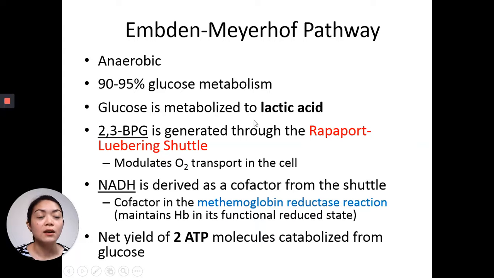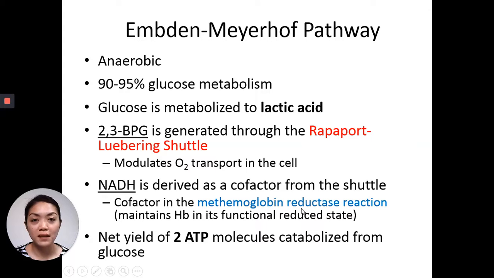In your Embden-Meyerhof pathway, we also have diversion pathways, or component pathways within the pathway itself. We have the Rappaport-Luebering shuttle or shunt. The purpose of this shuttle is to produce 2,3-bisphosphoglycerate. The purpose of 2,3-BPG, we'll discuss when we go to hemoglobin metabolism. It regulates the carrying of oxygen by hemoglobin, or modulates oxygen transport in the cell.